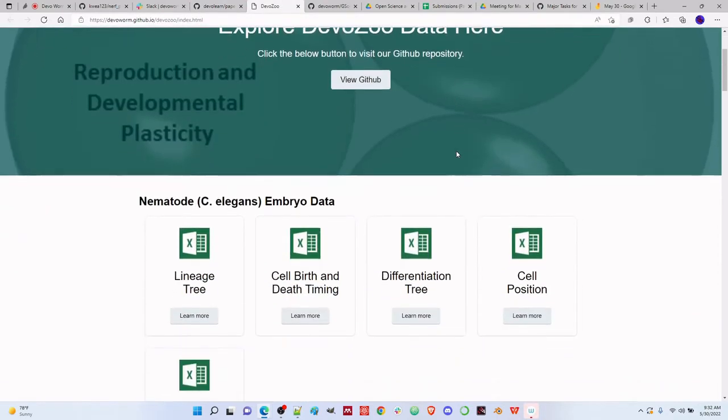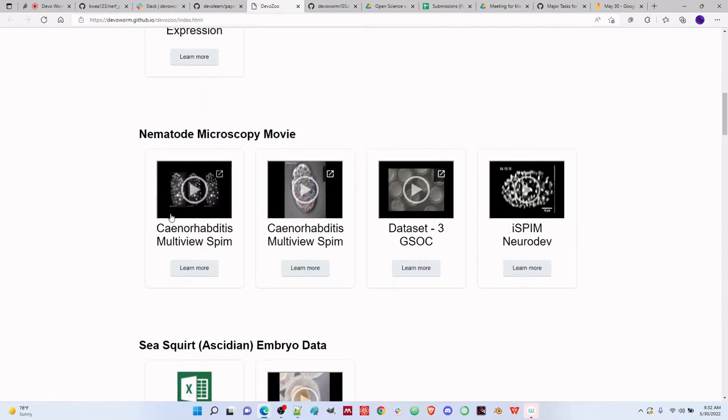We have something called the DevoZoo, where we have short microscopy movies. We have these SPIM movies in particular. So these are secondary data sets. This is actually not a SPIM data set, but this is another data set that you'll find useful. SPIM is a certain type of microscopy, which is very high resolution. In both of these data sets, you have microscopy images of the cell. You have fluorescent markers inside of the cell that mark different features, and then you can take that and extract the data as you wish.